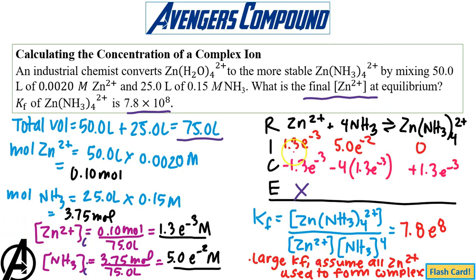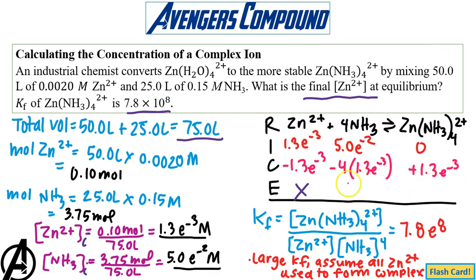Okay, so we have 1.3 times 10 to the negative 3 minus 1.3 times 10 to the negative 3 is now equal to X, not 0. Is the number going to be super small? Yeah, but the question still wants that number. Okay, next we're going to have 5.0 times 10 to the negative 2 minus 4X, which is 4 times 1.3 times 10 to the negative 3. And of course, for our product, it's simply going to be plus 1.3 times 10 to the negative 3.